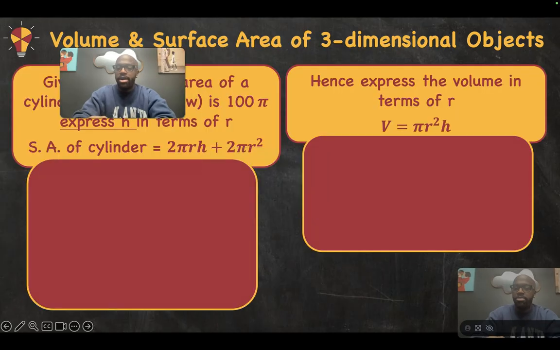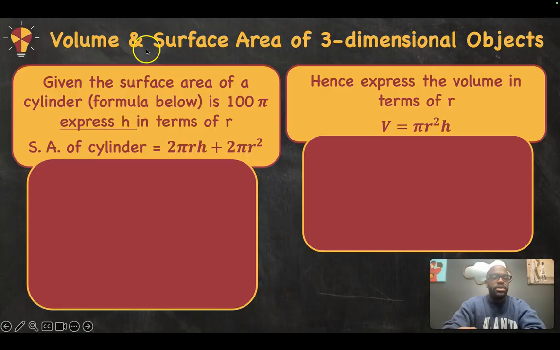Now we have like a double problem, I would say. All right. So let's start the left side. Given the surface area of a cylinder, formula below, which is give you here, is 100 pi, express h in terms of r. So here we're solving for h, and the only variable on the other side should be r.